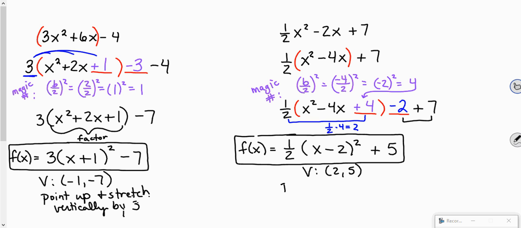This would point up because it's still positive, and it would stretch horizontally, or you could think of it as compress vertically, but stretch horizontally by 2. You're shrinking it vertically by 1/2, you're stretching it horizontally by 2. Okay? I want to do one more.